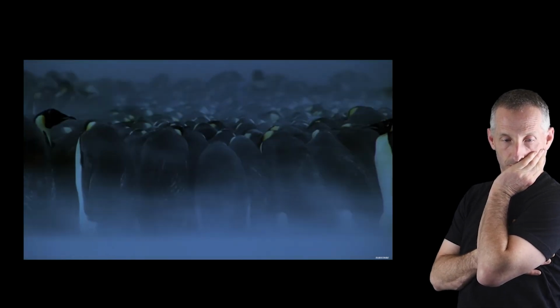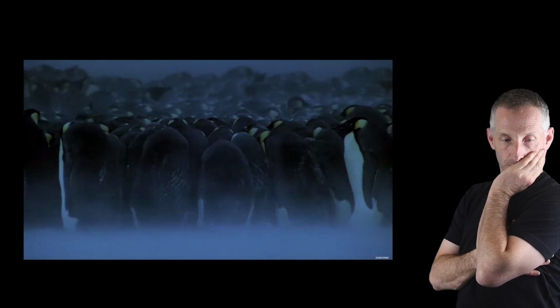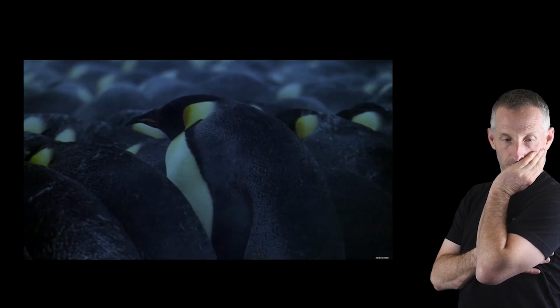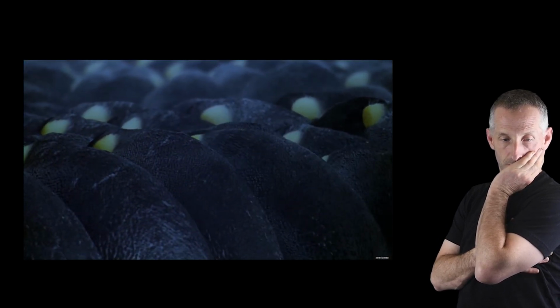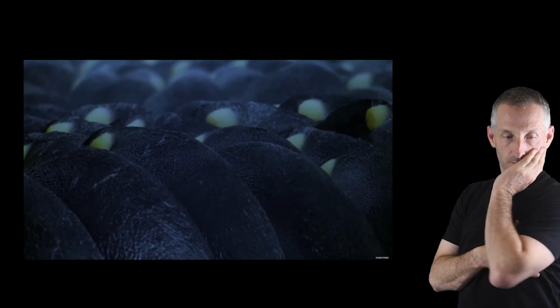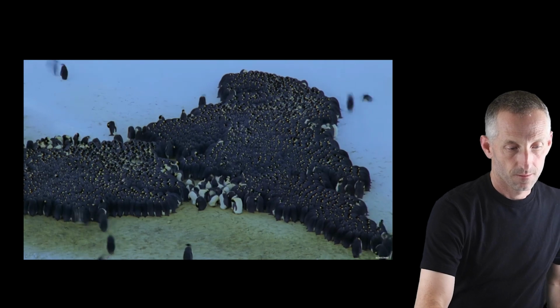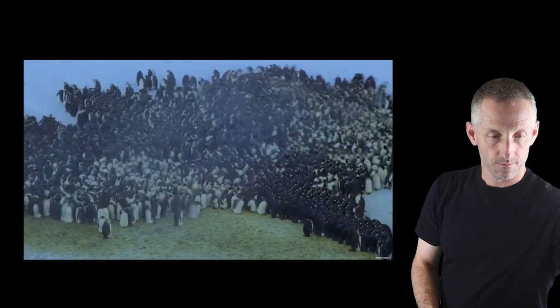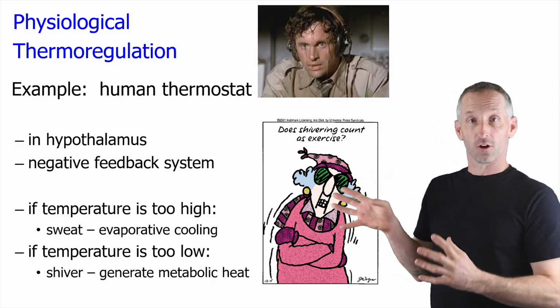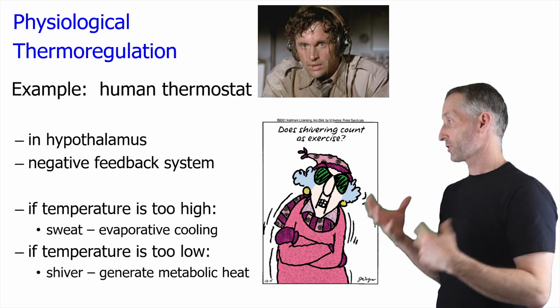And this is a behavioral thermoregulation mechanism where you basically don't lose any heat because you're pushed up against someone else. Now the penguins rotate around, but then sometimes it will get too hot and all of a sudden they release and you can see all the warm air being released. Okay, and then physiological thermoregulation, including sweating or shivering.